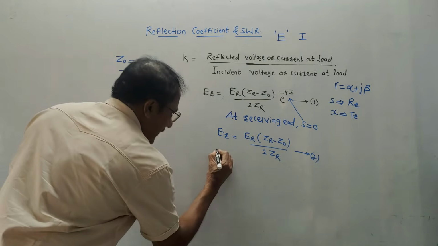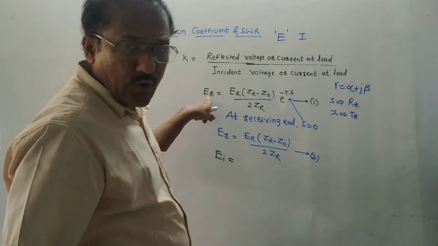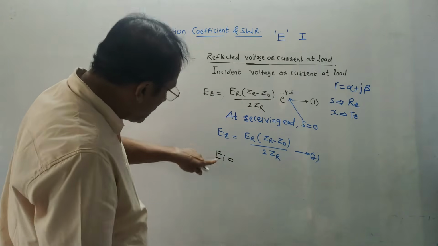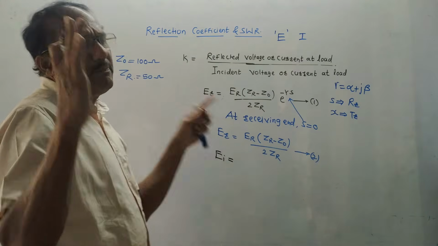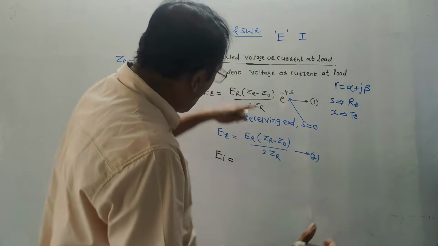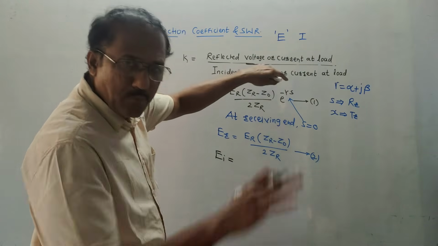If I want to write the equation of the incident wave, you don't have to mug up this equation. You just have to remember this simple formula as far as this derivation is concerned. To write the equation of the incident wave, keep in mind incident and reflected waves are opposite in direction. So I will tell you a very simple trick: wherever a minus sign is there, put a plus sign.